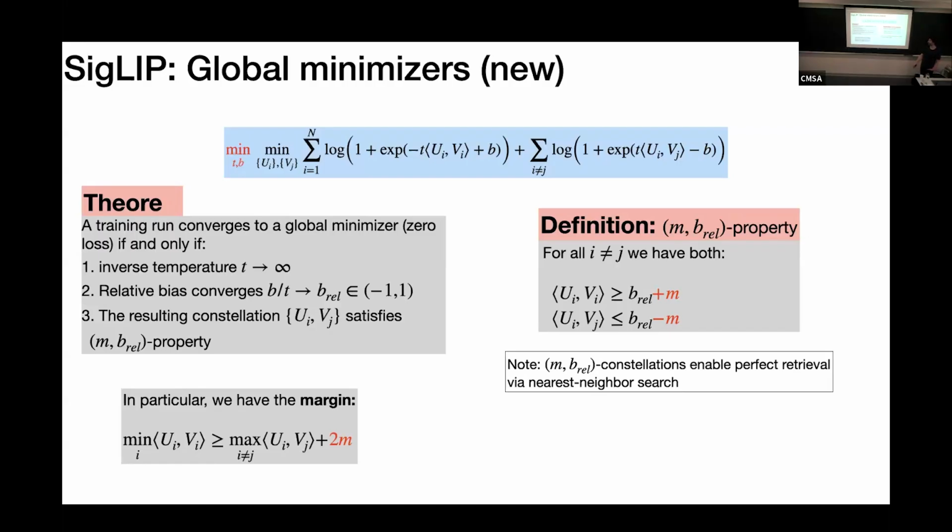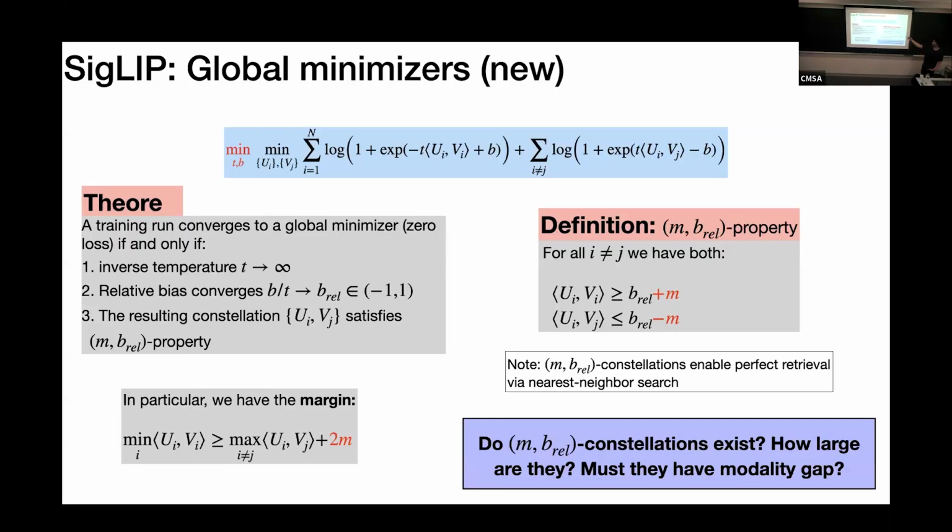Okay, so we have this constellation: zero loss, global minimizer, if and only if it's this MB constellation for some M and B. First question you would ask is, do these things even exist? It's maybe a priori not obvious. How large are they if they do exist? How big can N be in a given dimension, and a given B and margin M? And then finally, if we're really going to be ambitious and maybe greedy, can we say something about this modality gap relating to zero loss configurations?